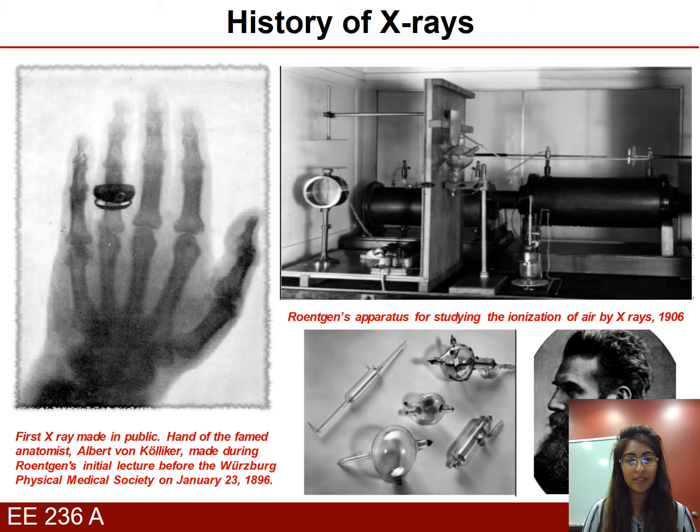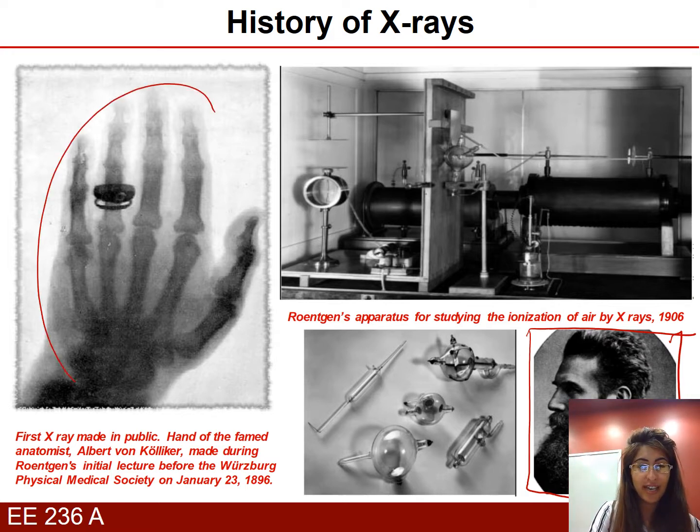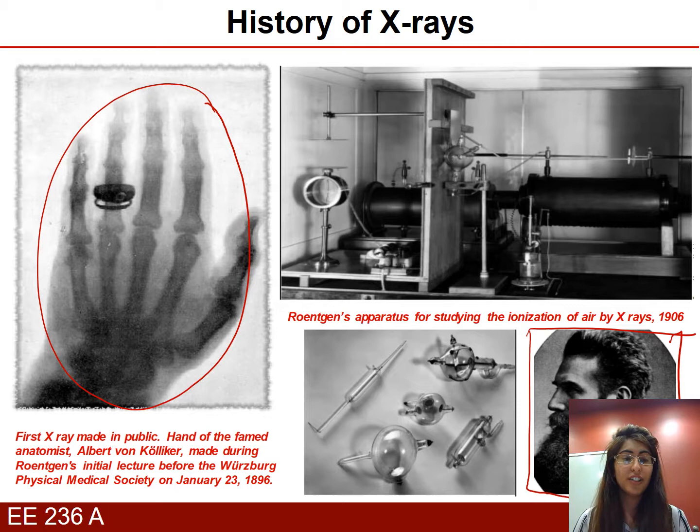X-rays are a high-frequency electromagnetic radiation first discovered in 1895 by Wilhelm Conrad Röntgen using the apparatus on the right. And this is the first X-ray image made public during Röntgen's initial lecture before the Physical Medical Society in 1896.